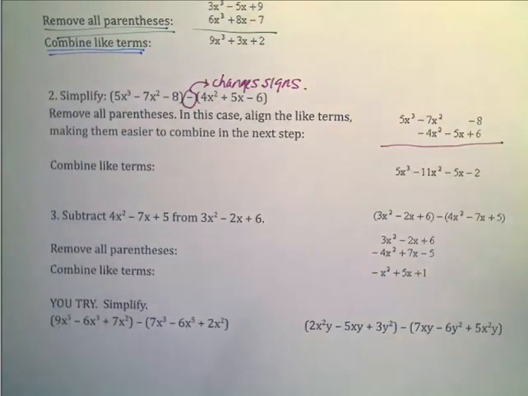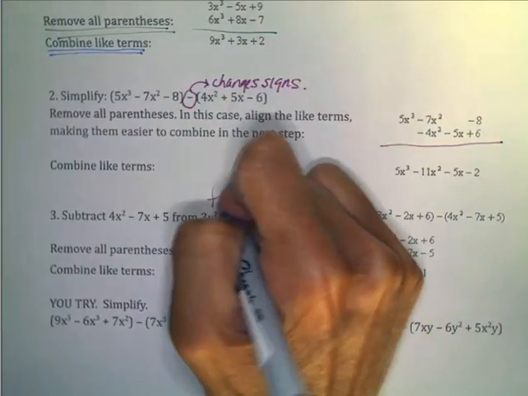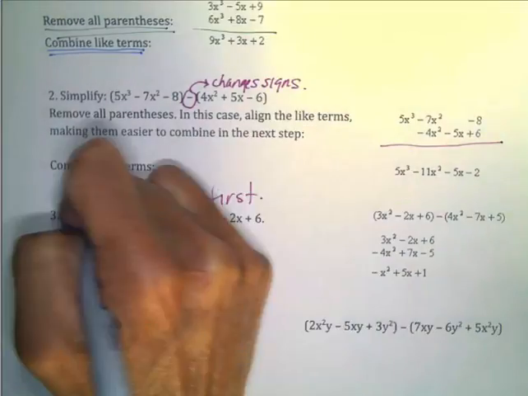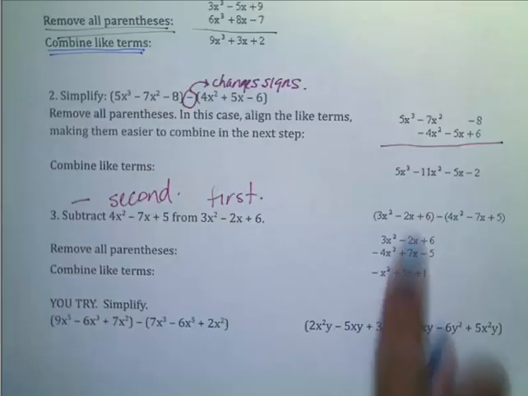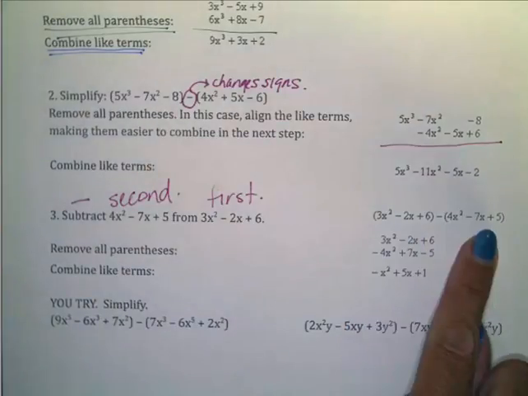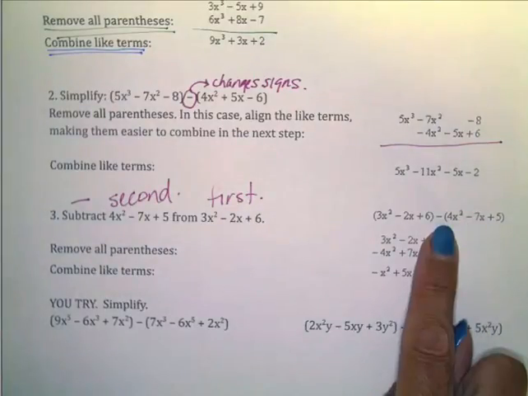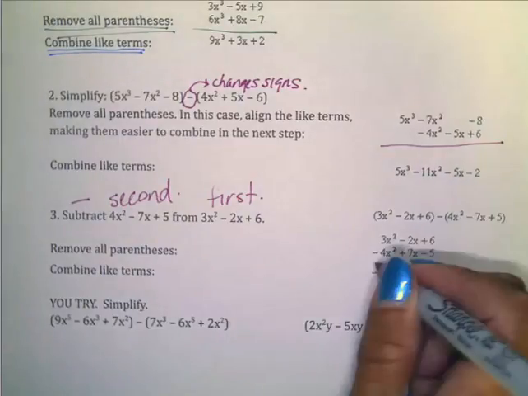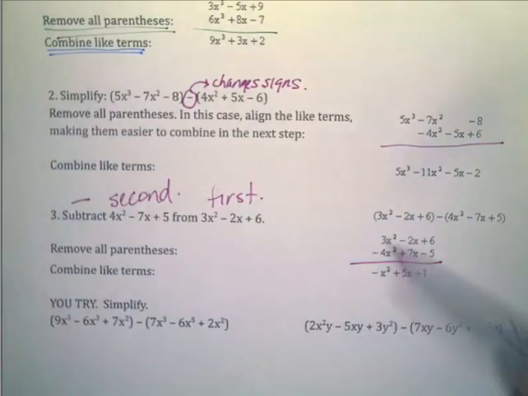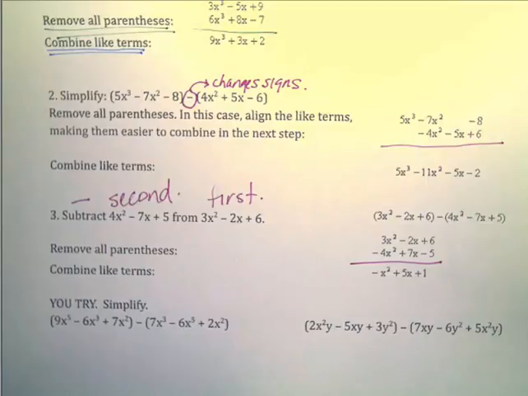So this comes first, minus this comes second. And you can see over here that's how we wrote it. Then we have to again change the signs of the second one, so negative 4x, positive 7, negative 5. Then we combine them, and we have our answer. Again, this should be review.